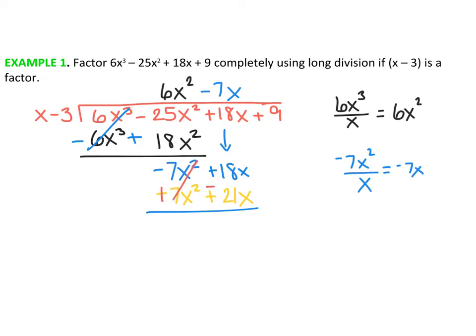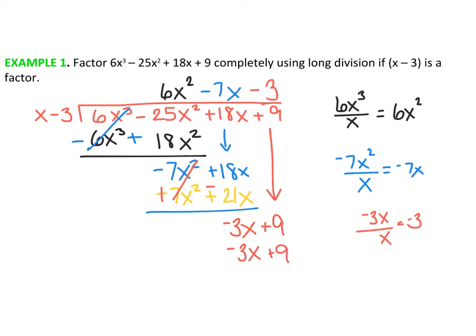And now I'll add. First two cancel. Positive 18 minus 21x is negative 3x. Bring down the final plus 9, and I check how many times does x go into negative 3x. It's going to go in negative 3 times, so I put a minus 3 here. One final multiplication produces negative 3x plus 9.